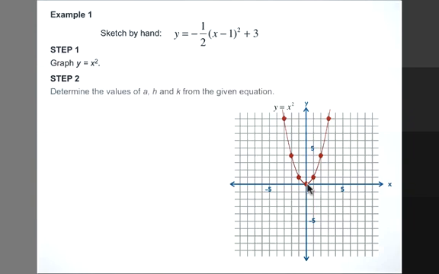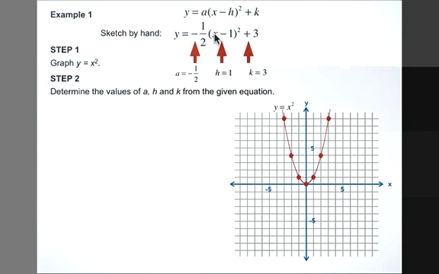Our second step. We're going to determine the values of a, h, and k from the given equation. This is already in the vertex form. So our a is negative 1/2, our h is 1, and our k is 3.